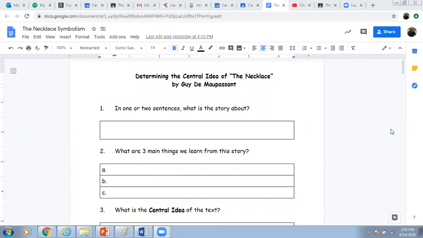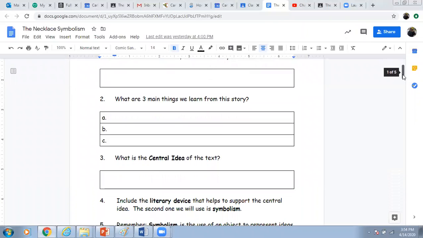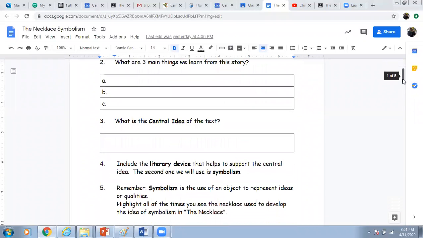So now we're just going to show how we would have written the essay if we were using symbolism. So really all of this is the same. You can use the same answers: one or two sentences on what the story is about, three ideas that you learned from the story, and then the central idea. All of that can be used from the previous assignment.